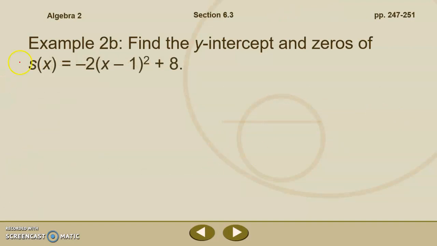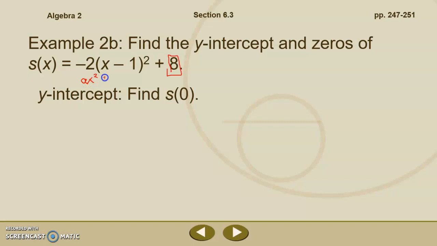All right, let's find the y-intercept and the zeros of this function. It's already in vertex form for us. We are going to set that equal to 0. Now, we can't just take our 8 and say that that is the y-intercept. Remember, we can only use that constant term when it was in the form ax squared plus bx plus c. This one is not in that form. It's in vertex form. So don't just assume that 8 is the y-intercept because it's the constant hanging out at the bottom down here. It's not in the correct form.